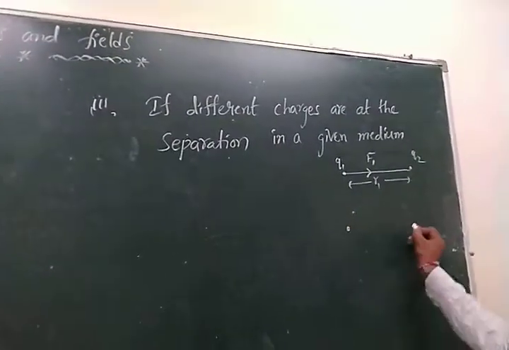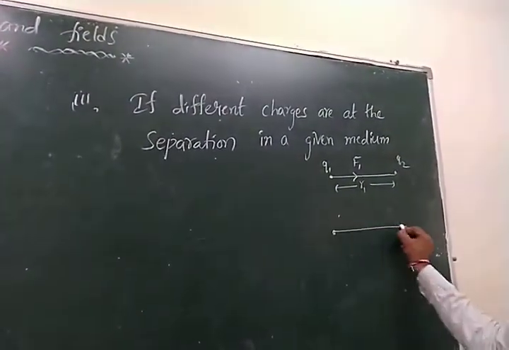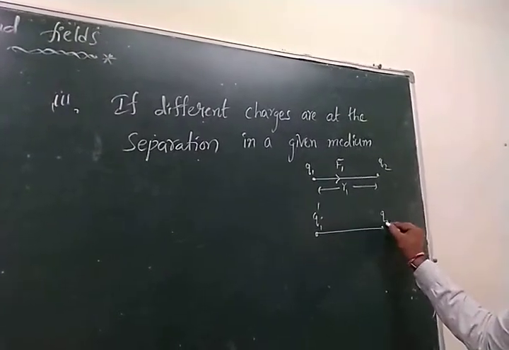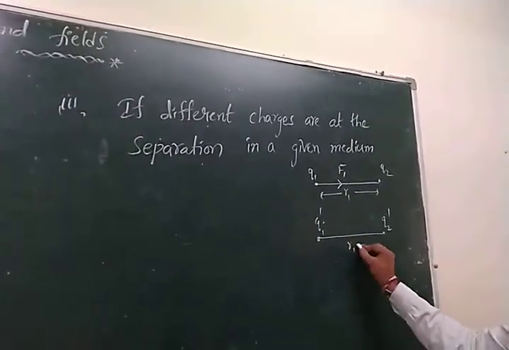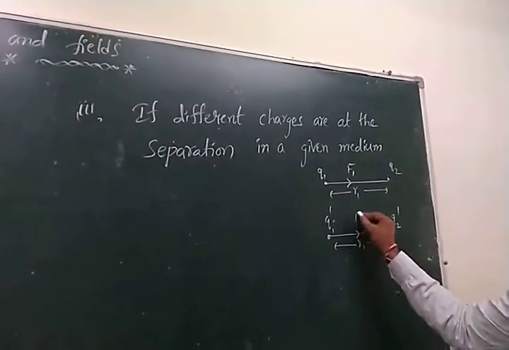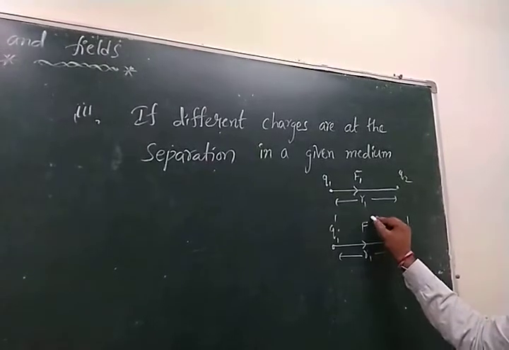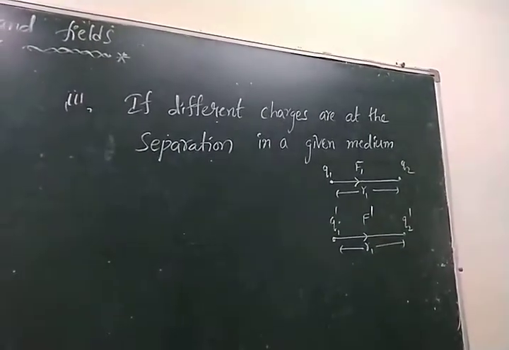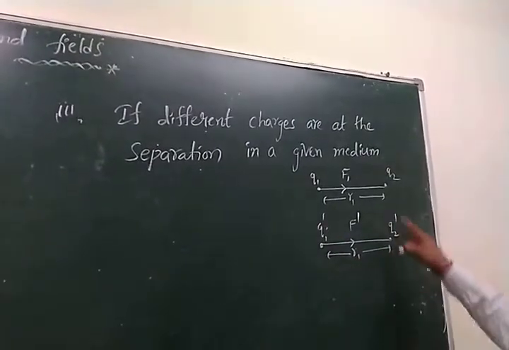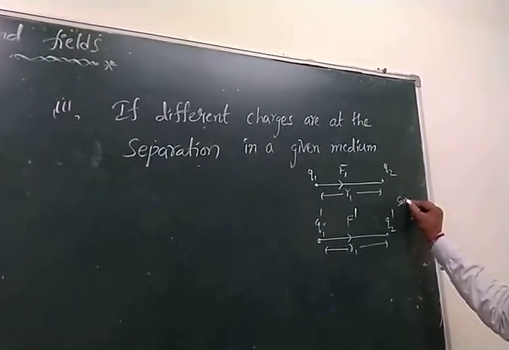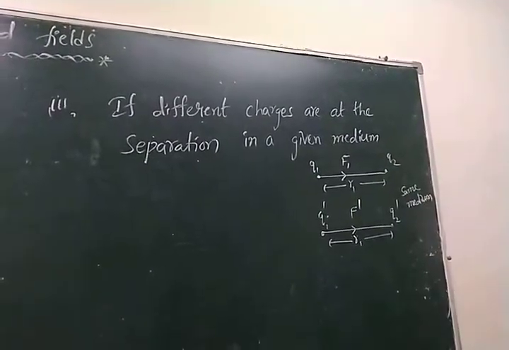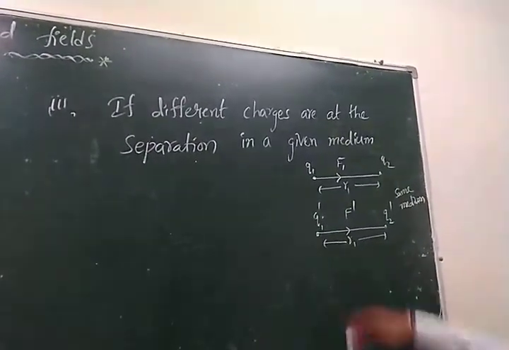Next, we consider another two different charges. This is considered Q1 dash and this is Q2 dash. But the distance will be the same. Now the force acting is considered F dash, and they are placed in the same medium. Then find out the relation between these.